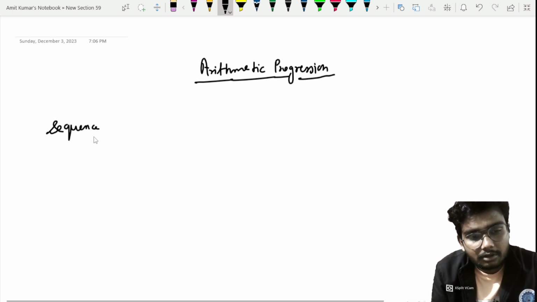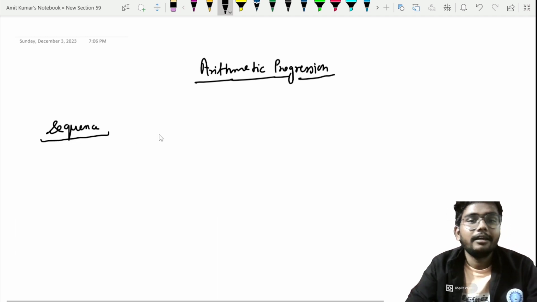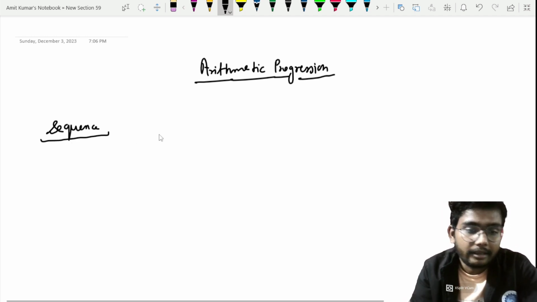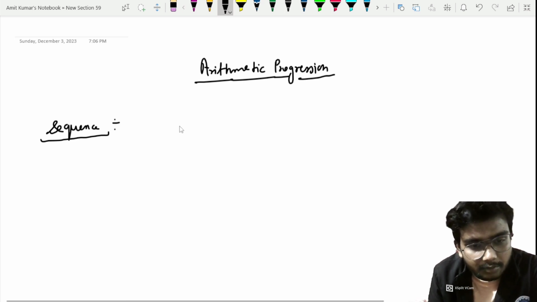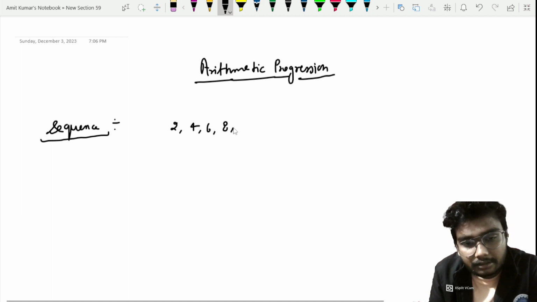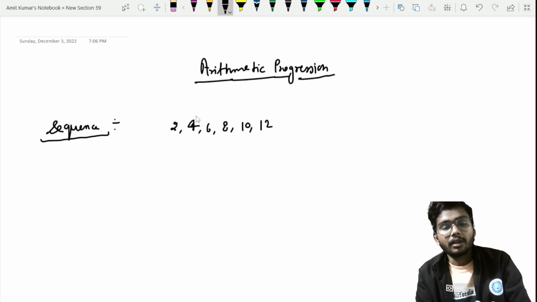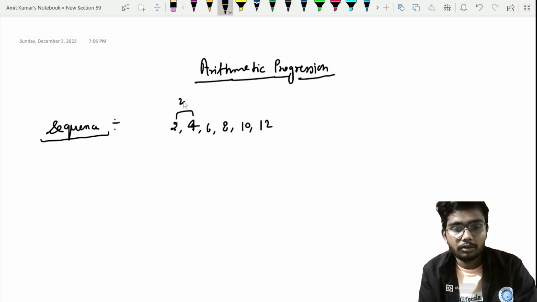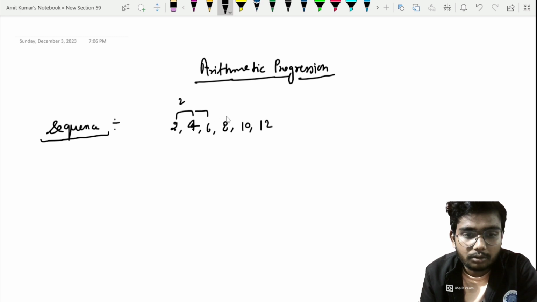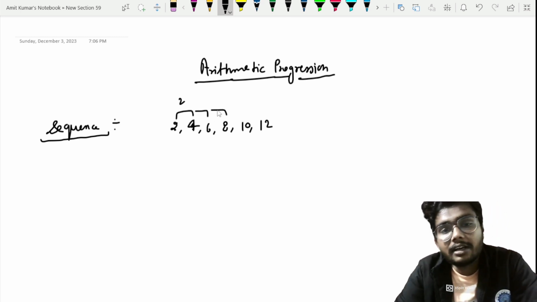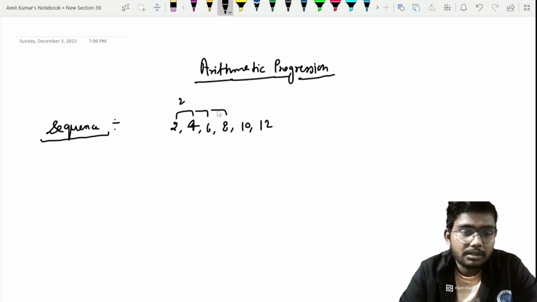Actually, a sequence is a group of numbers that are put in an order. Let's suppose we have been given a group like 2, 4, 6, 8, 10, 12. What is happening here? We can see that these are all numbers in an order. The first term is 2 and the second is 4, so we have an increment of 2 each time. Whatever numbers we have been given are in a proper order.